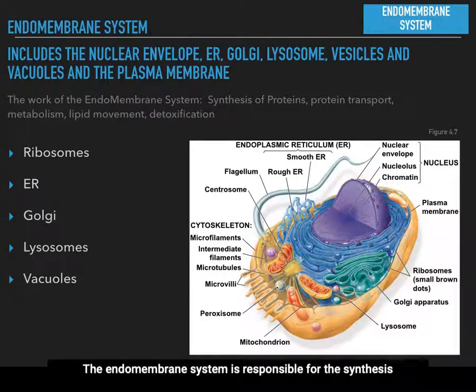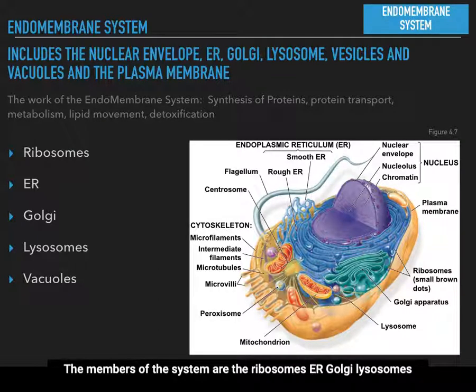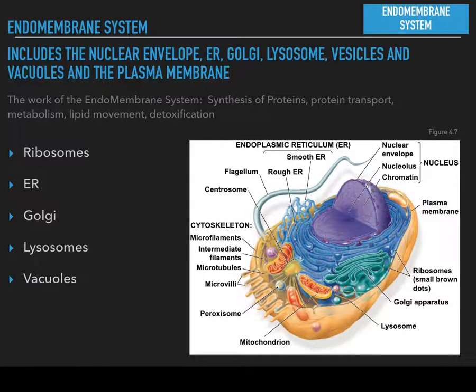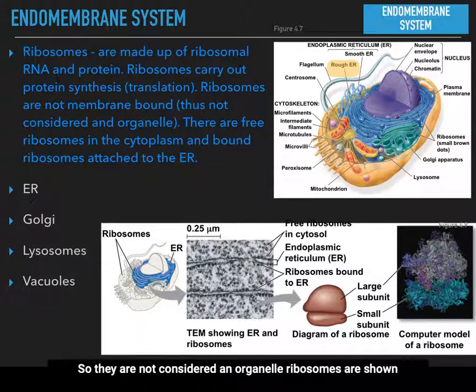The endomembrane system is responsible for the synthesis of protein in the ribosomes, protein transport, metabolism, and detoxification. The members of the system are the ribosomes, ER, Golgi, lysosomes, and vacuoles. Ribosomes are the site of translation. They are not membrane bound, so they are not considered an organelle. Ribosomes are shown in the top image on the right in the rough ER that is adjacent to the nucleus.